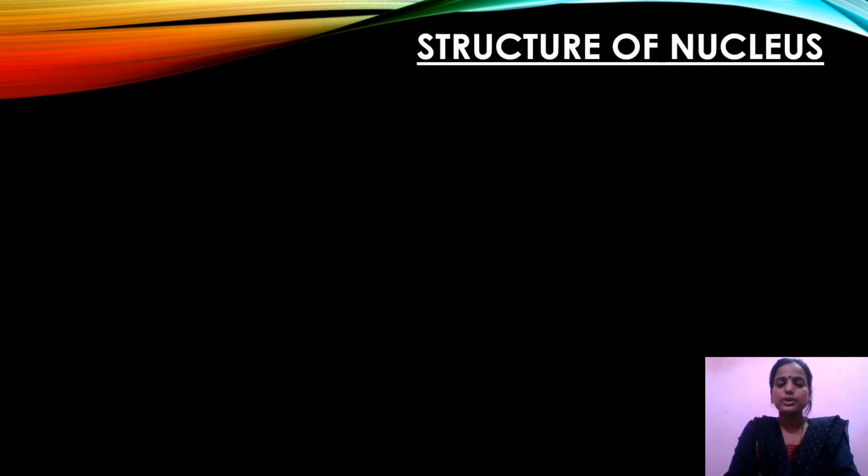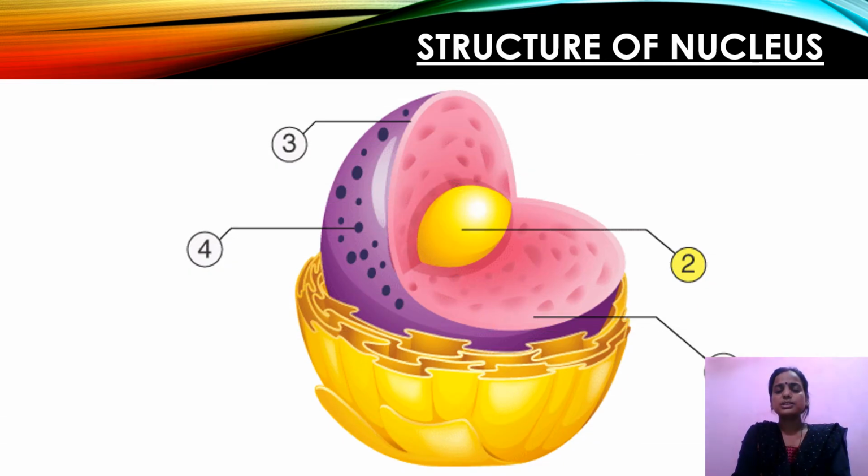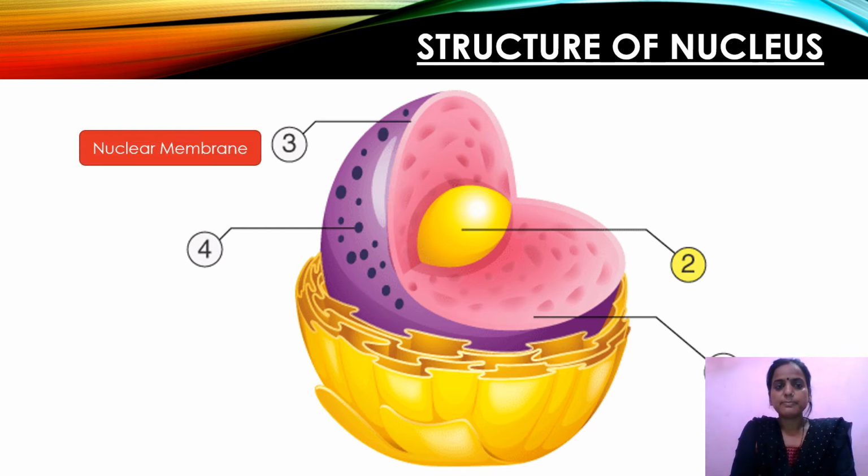So next we'll be talking about the basic structure of the nucleus. This is the basic structure of the nucleus, talking from the external side first. Outside we have the nuclear membrane. We'll talk about each structure one by one in detail. First of all, we have the nuclear membrane. Let me show you which one is the nuclear membrane.